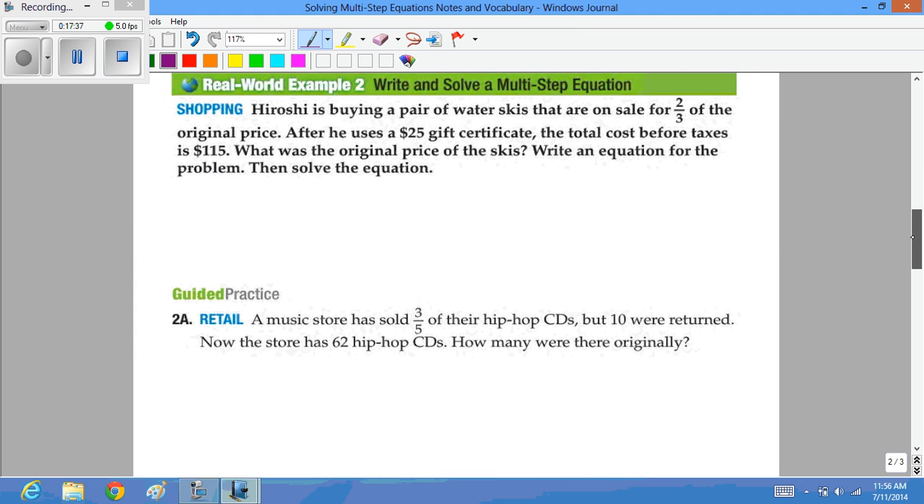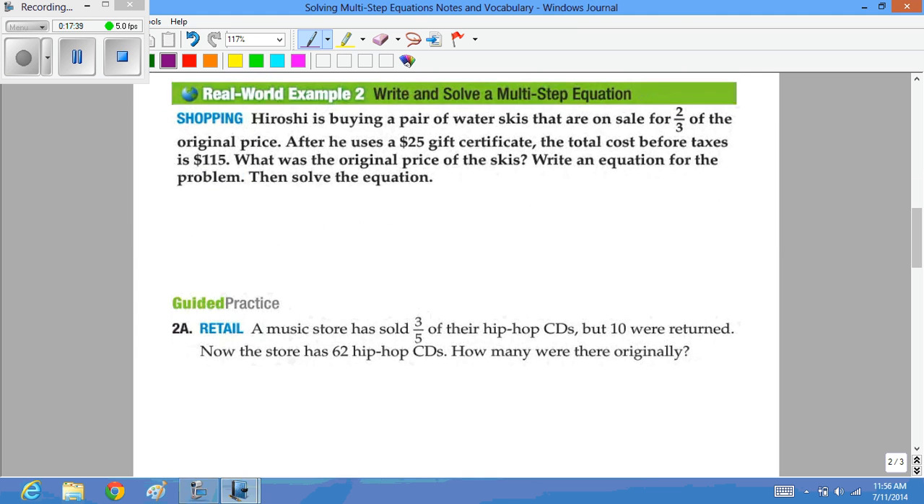All right, moving on, real world example. Hiroshi is buying a pair of water skis that are on sale for 2/3 of the original price. After he uses a $25 gift certificate, the total cost before taxes is $115. So the question is, what's the original price of the skis? We're supposed to write an equation for the problem and then solve it. We should be pretty good at this so far because we've done this already in the intro.